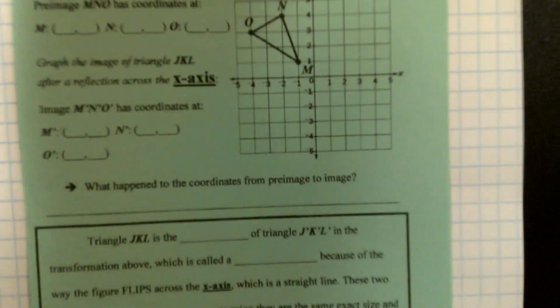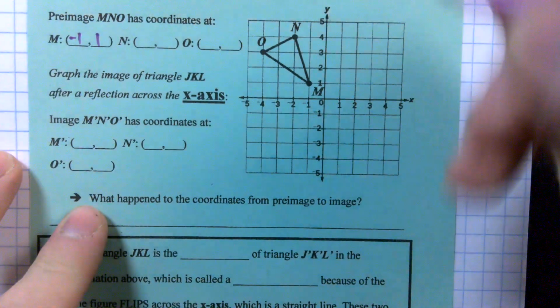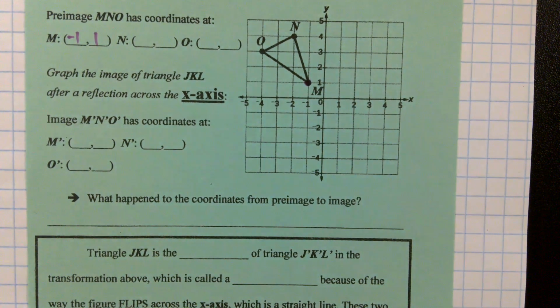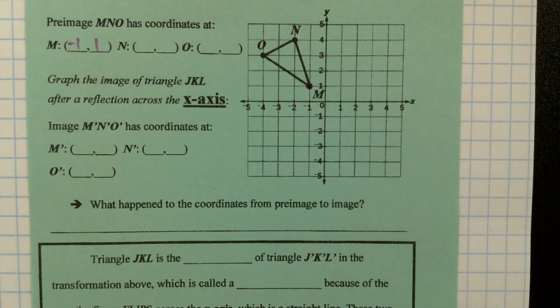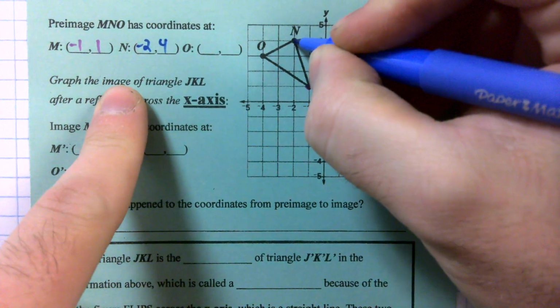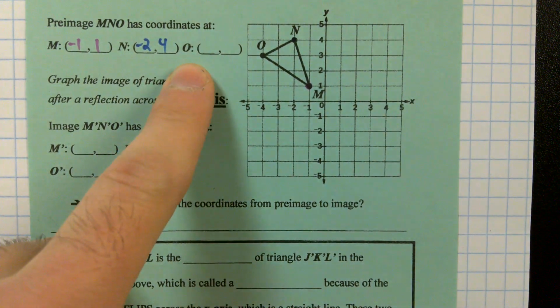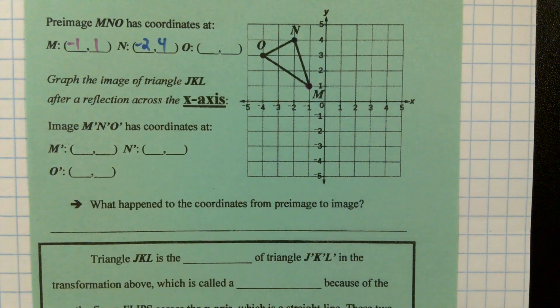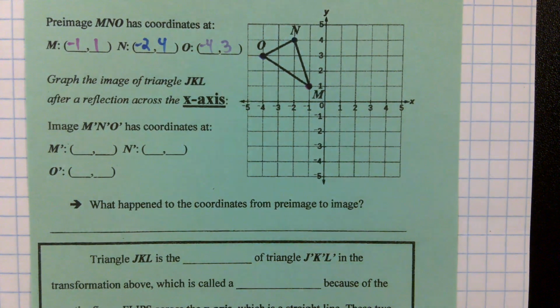We've got triangle MNO. Can I get a volunteer to help me out? What are point M's coordinates? Sophie? -1, comma, 1. There's point M. Great job. Zach, for N? -2, 4. Thank you. And Oscar, where's point O? Point O is -4, 3. That's right. There's point O.